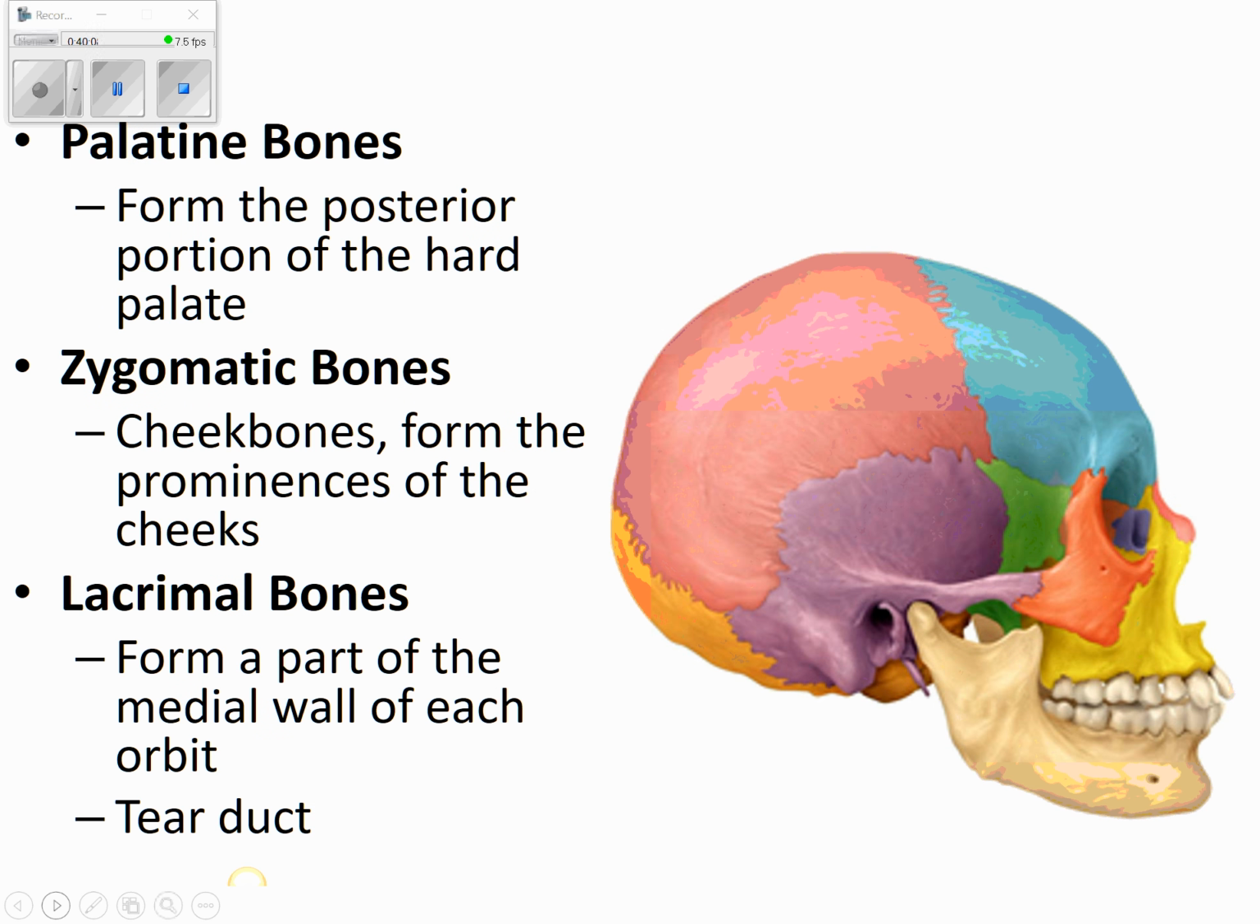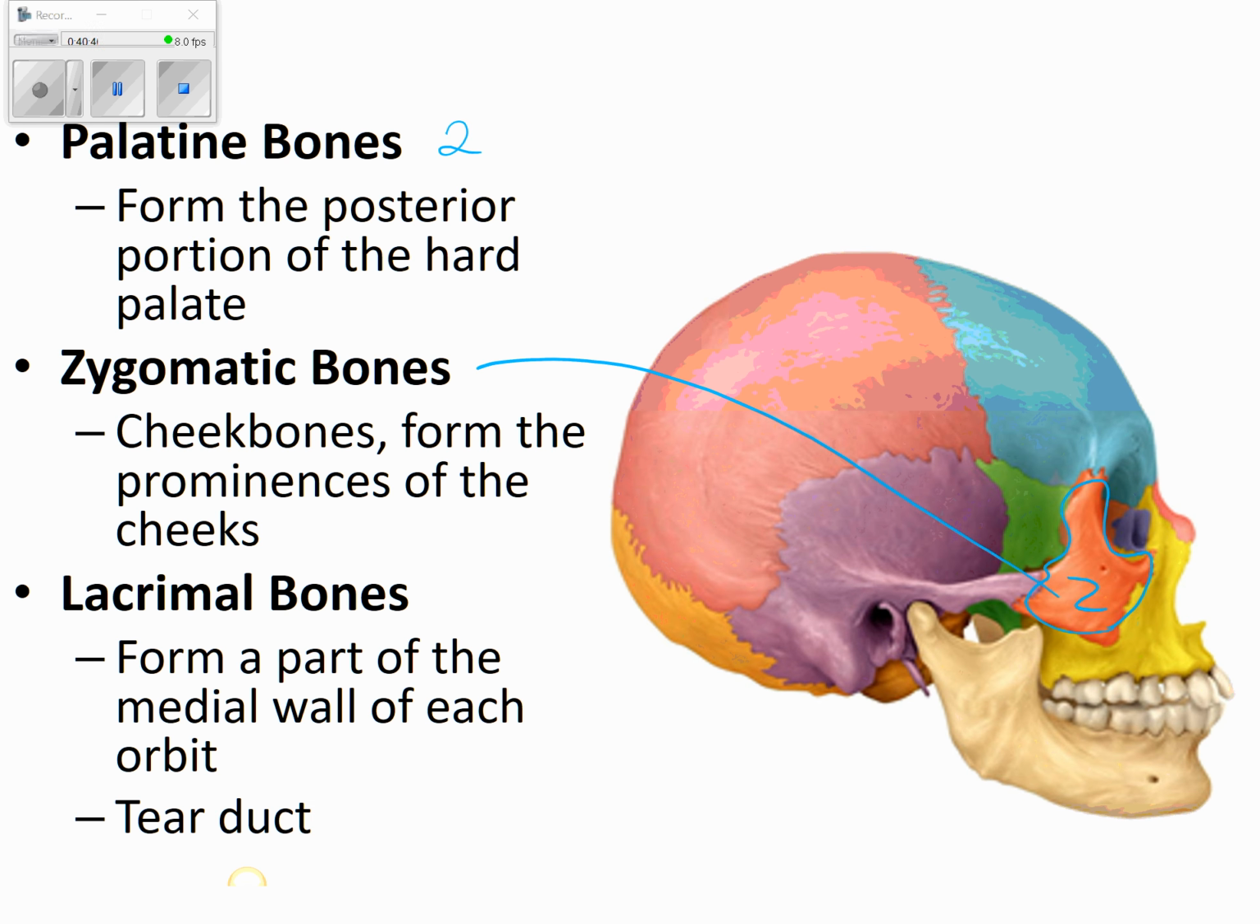Next, we have the palatine bones. These are, of course, going to form the posterior portion of the hard palate. Everything in front of it is going to be the maxilla bone. The zygomatic bones, and of course you can't see it on this picture, I apologize, are going to be the cheekbones here. And I put a Z for labeling it.